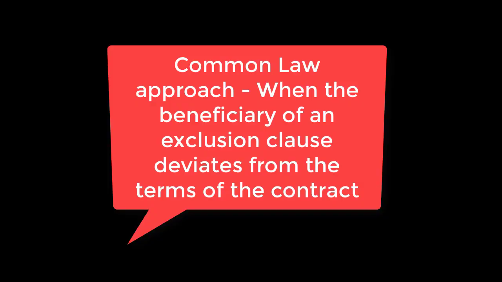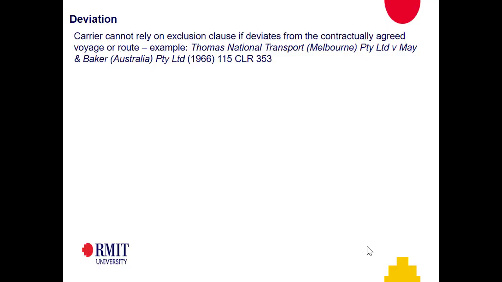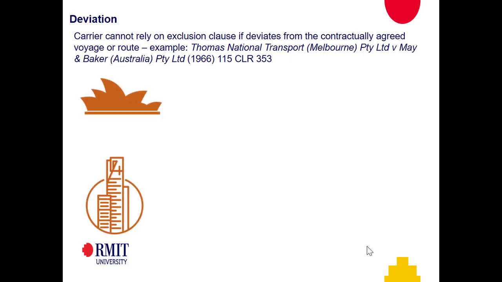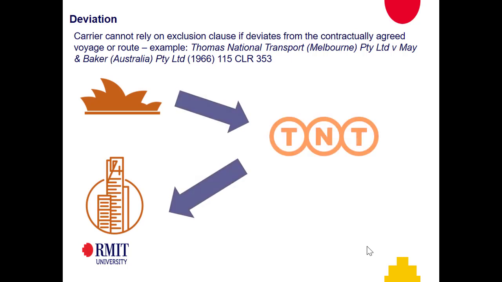What about a deviation though? A carrier can't rely on an exclusion clause if it deviates from what was contractually agreed. So this is again consistent with Sydney City Council and West. So in this particular case, Thomas National Transport, or TNT, and May and Baker, essentially TNT transports goods between Sydney and Melbourne. So what their contract says is they'll take these goods on the highway, they'll get them to a point, they'll put them into TNT's warehouse, and then the next day they'll drive them out and deliver them to an address. All pretty easy.